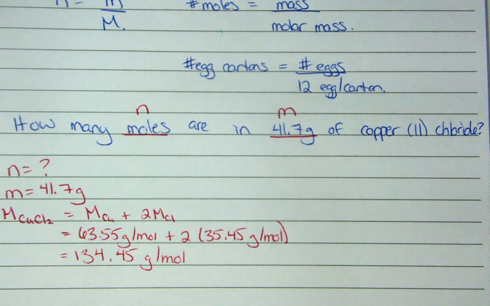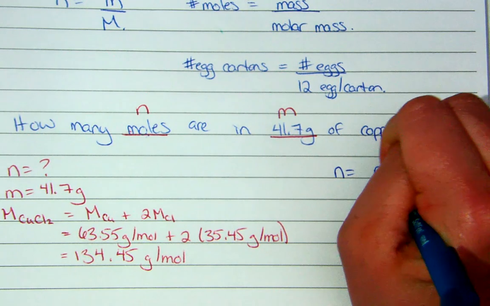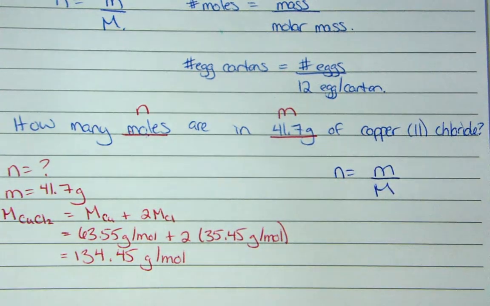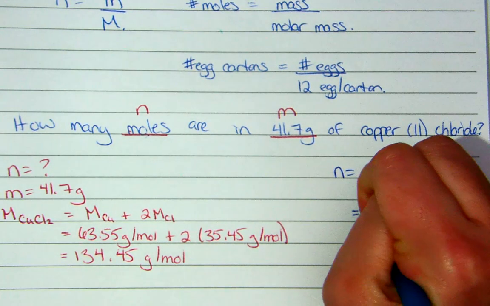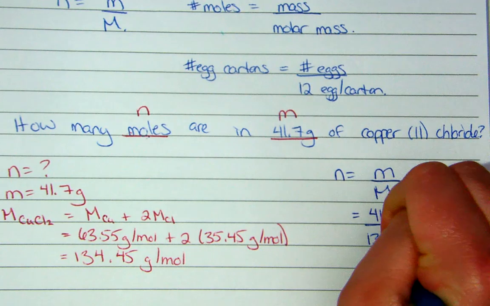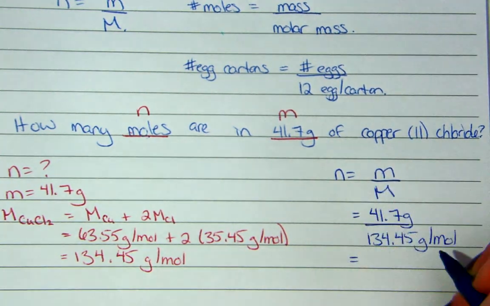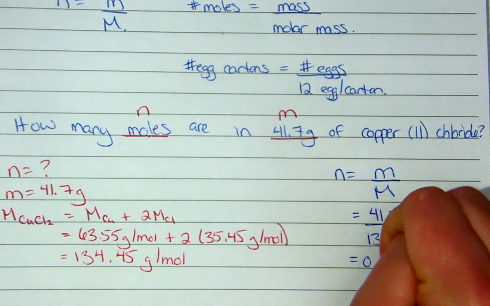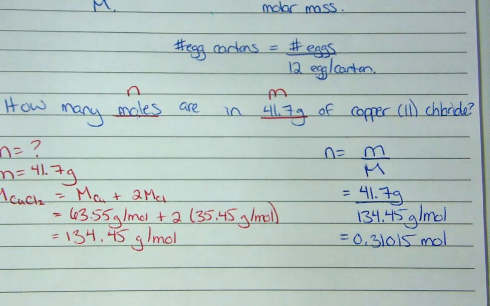Now, I'm not done my question. I'm looking for how many moles. So I need to use n equals lowercase m over uppercase M, mass divided by molar mass. So that means I'm going to take 41.7 grams and divide it by 134.45 grams per mole. And that's going to give me 0.31015 moles.